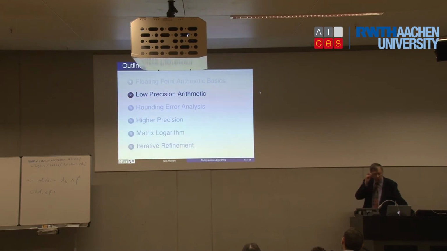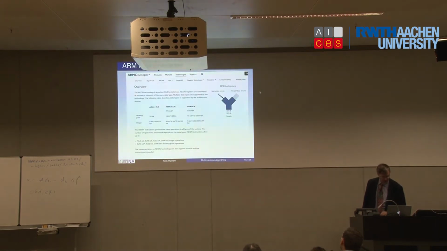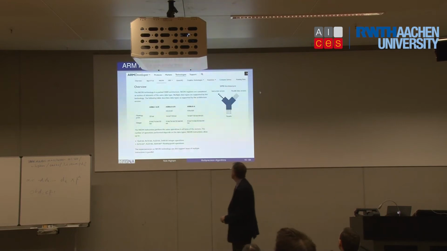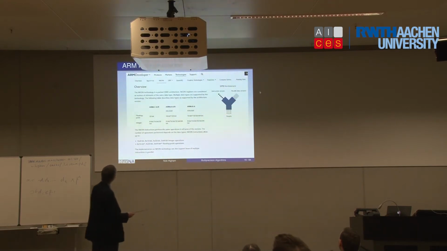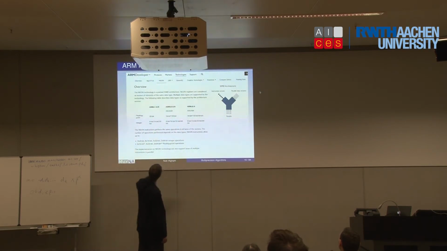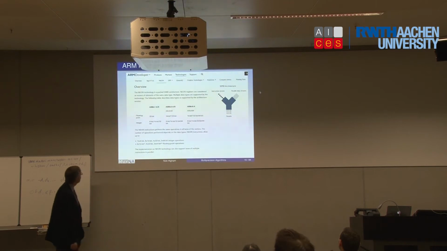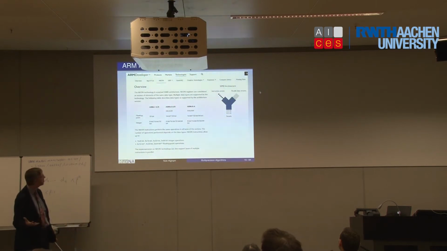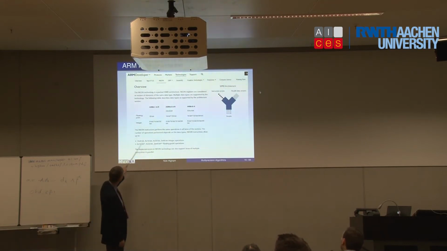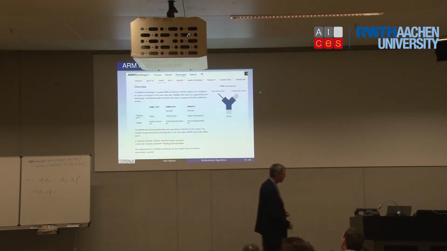So now I'm going to talk about low precision arithmetic. This is, I think, a pretty hot topic. So what's available at the moment, first of all? Well, this is the ARM Neon architecture. And I know it's a bit small to read, but here it says floating point 32-bit, 16-bit. So two of the ARM architectures support half precision arithmetic, which is generally 16-bit floating point operation.